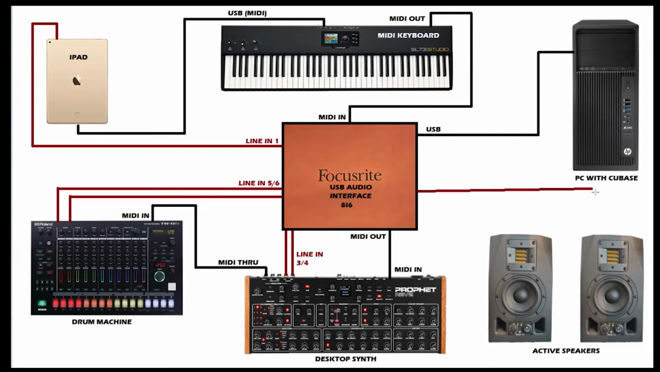Then in order to get sound, it's simply a case of connecting the left and right audio output from the audio interface into my active speakers. So we'll very quickly go over to Cubase and hit a few settings, and then we'll look at the Rev2 and the drum machine settings for this particular layout.